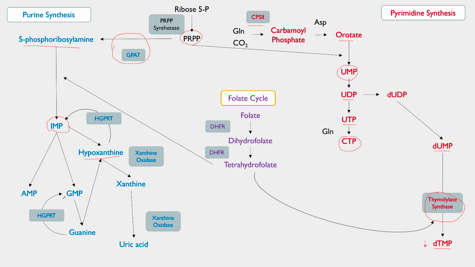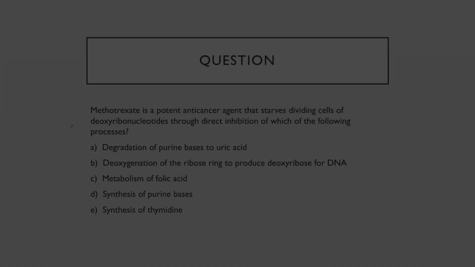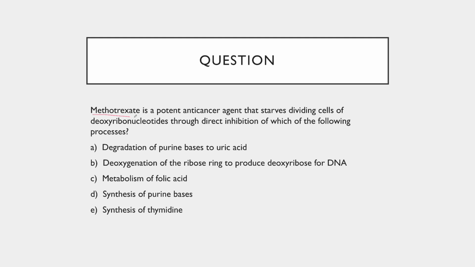The key enzymes are listed here, and we'll go through each one of these. The important take-home here is that the end product of this process is uric acid. And I won't spoil this for our next discussion, so I'll leave it at that. And we'll finish with this question regarding methotrexate. So it's a potent anti-cancer agent that starves dividing cells of deoxyribonucleotides through direct inhibition of which of the following processes?